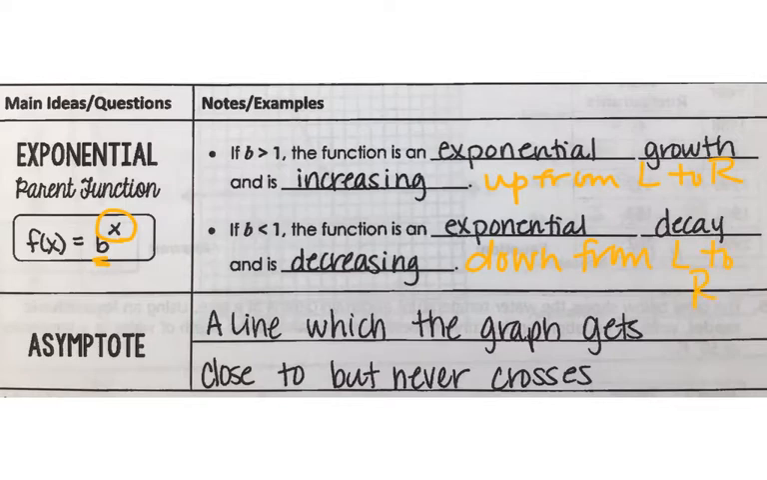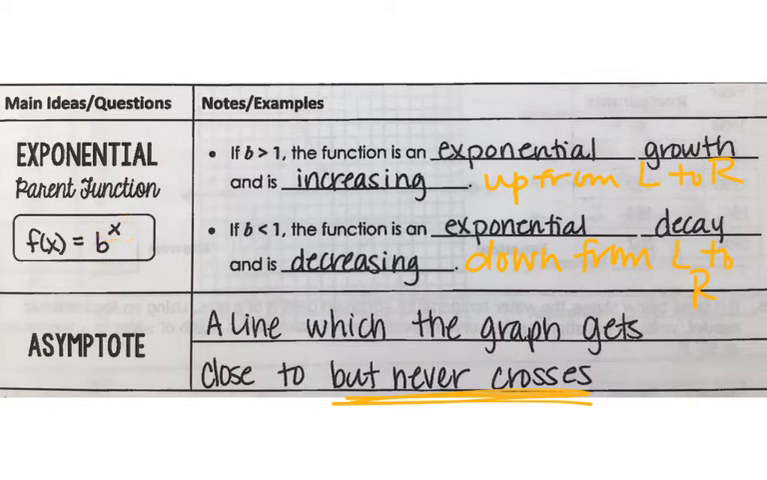Now, an asymptote. I don't think that y'all have really talked about asymptotes yet. It's a line which the graph gets closer to but never crosses. This is really important. So it's just going to look on your graph like it keeps getting closer and closer and closer, but it's never actually going to touch it or cross it.